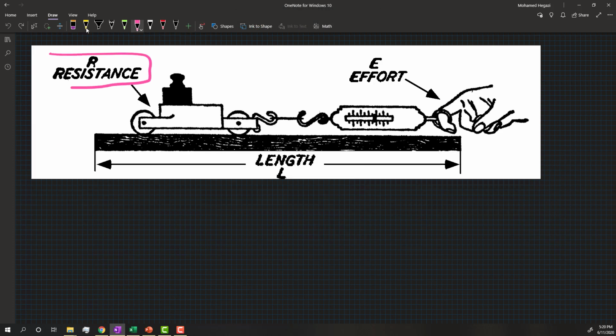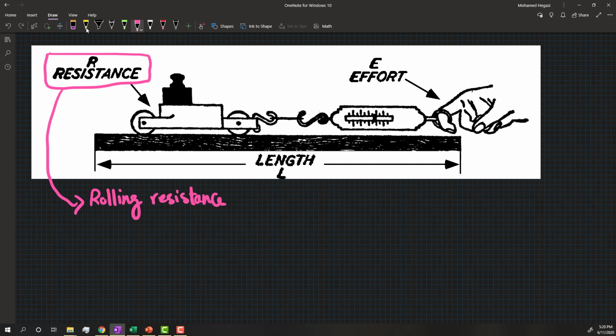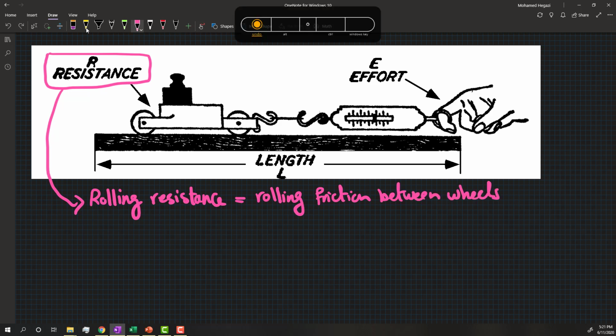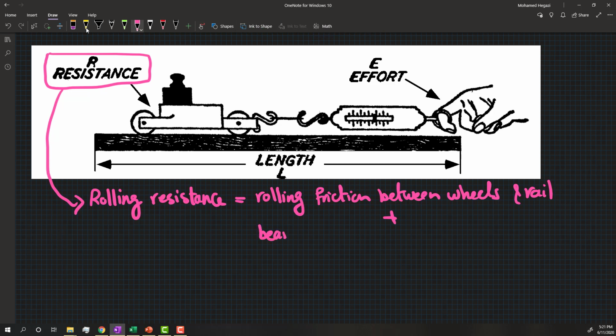So let's talk a bit about those resistance forces. Imagine you're pushing a car. Why do you think it's very hard to push cars? Why don't they just slide off the road? Well, mainly for something known as rolling resistance. And rolling resistance is a term that encompasses multiple little resistances, such as the rolling friction between the wheels and the rail, and the bearing resistance, which depends on lubrication. So these are the ball bearings that allow your axles and all the rotating parts to rotate easily.